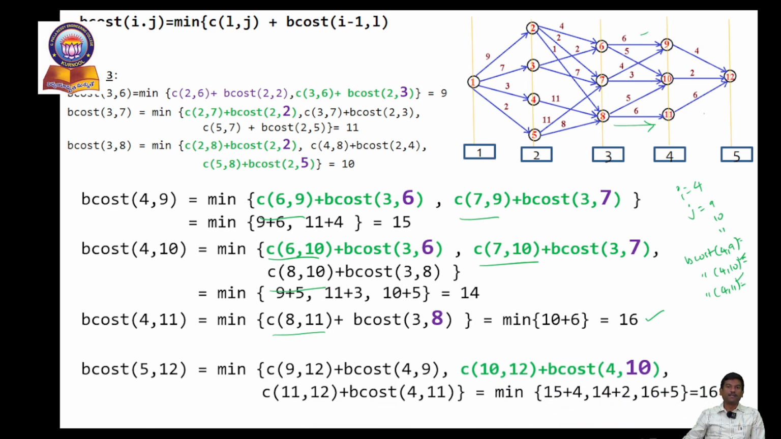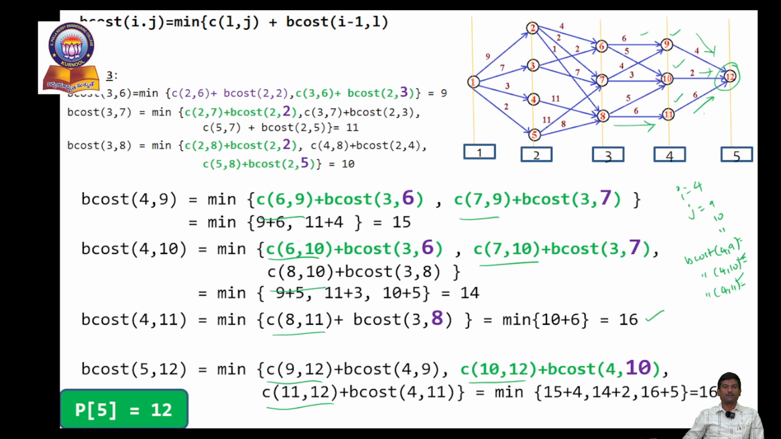And after finding the stage 4 cost, you have to find the stage 5 cost, since there is only one vertex present at stage 5. That is, you need to compute bcost of 5 comma 12. If you consider the vertex 12, what are the edges connected? From 9 to 12, 10 to 12, and similarly 11 to 12, that is 9, 10, 11. There are three parts: c of 9 to 12, c of 10 to 12, and c of 11 to 12, and then substitute the remaining values of bcost of i minus 1 comma L, where you get the minimum value equal to 16.